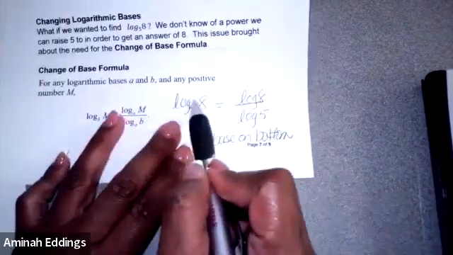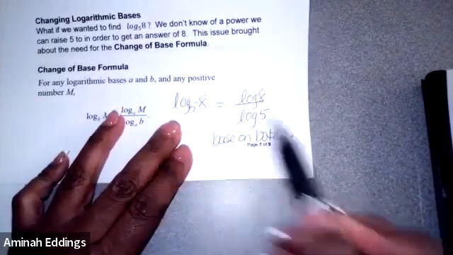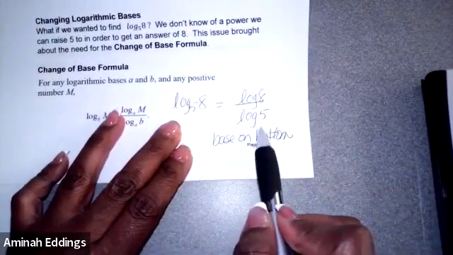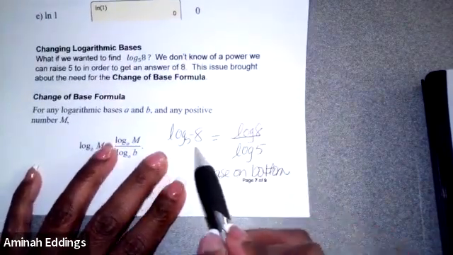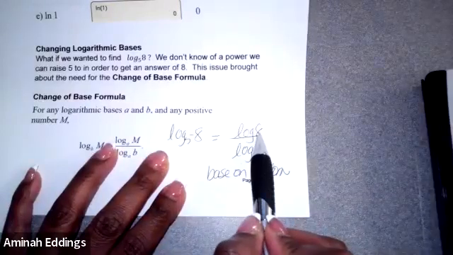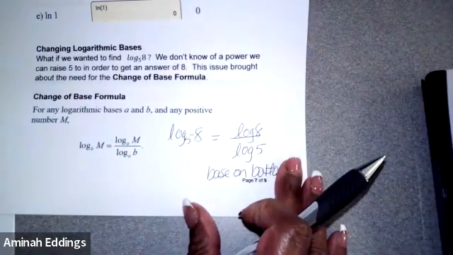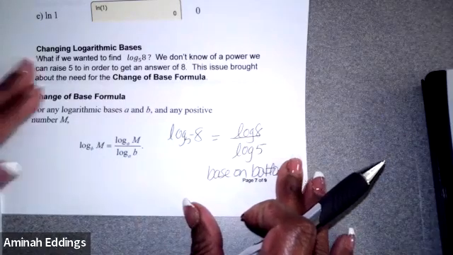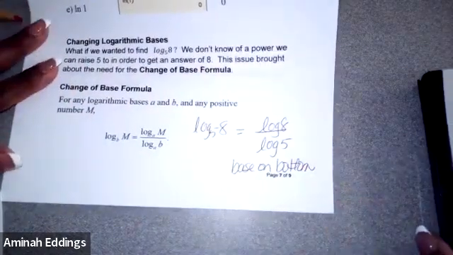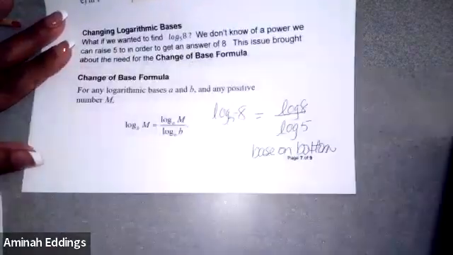So in this problem, my base is 5. Therefore, I'm going to put log 5 in my denominator. And then log 8 goes on top every single time. Okay, so let's look at it so you can see exactly what I'm saying.